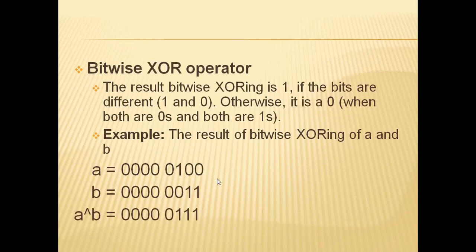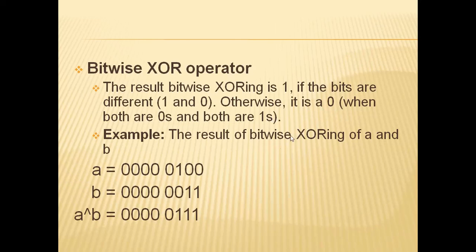And next is the bitwise XOR. In the case of XOR, the result of bitwise XORing is 1 if the bits are different. If the bits are different, then the result is 1. If the bits are the same, the result is 0. When both are zeros or both are ones, then it is 0.